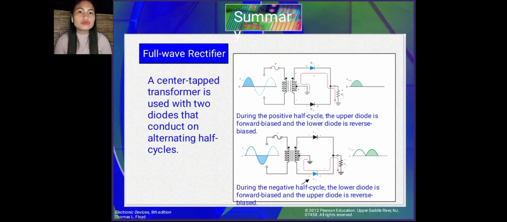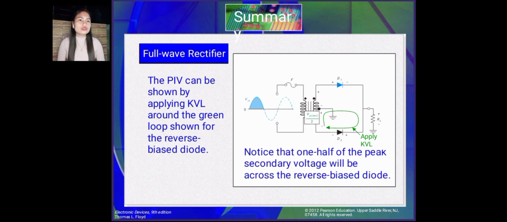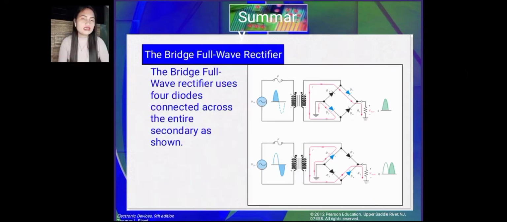So the output voltage developed across the load resistor is a full wave rectified DC voltage as shown. So the PIV can be shown by applying KVL around the green loop shown for the reverse bias diode. So notice that 1/2 of the peak secondary voltage will be across the reverse bias diode. So the bridge full wave rectifier uses 4 diodes connected across the entire secondary as shown.